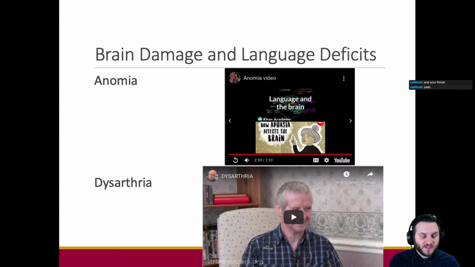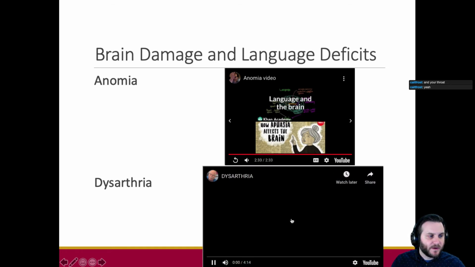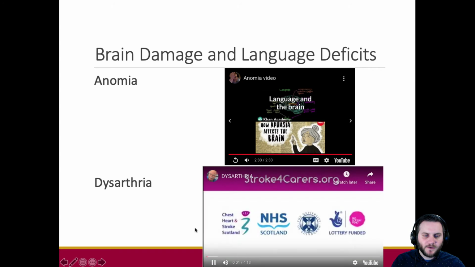So this is a patient. This is an older man. I believe he had a stroke, because you can see strokeforcarers.org here down at the bottom. So this is a stroke survivor who ends up with dysarthria, and you can see they have the camera trained on him, because you'll see on his mouth when he tries to speak how certain words come out. It's a bit of a longer video.